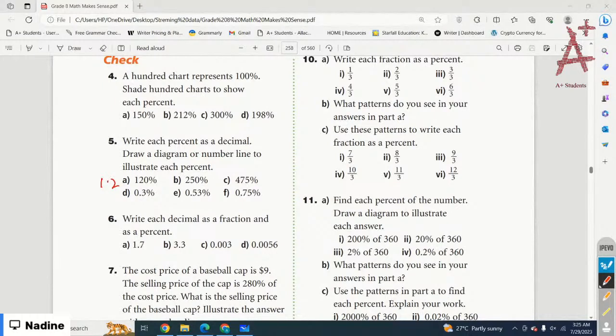250 divided by 100 means you can write it as 2.5. Then it is 4.75. 0.3% means you have to divide 0.3 by 100. So it would be 0.003. Also 0.53% is then 0.0053. And 0.75% would be 0.0075. Got it?